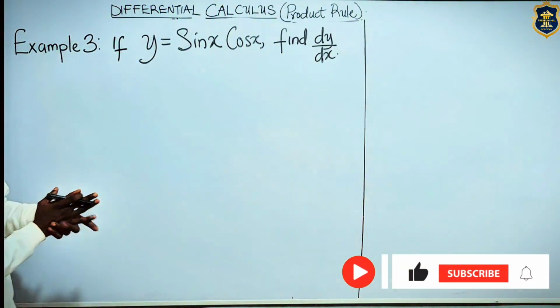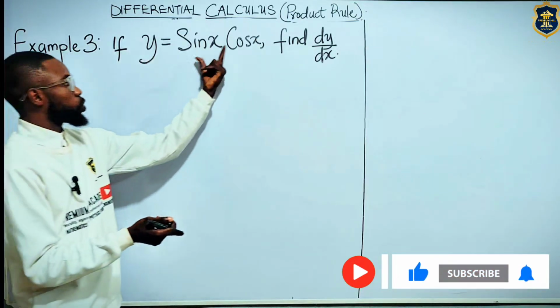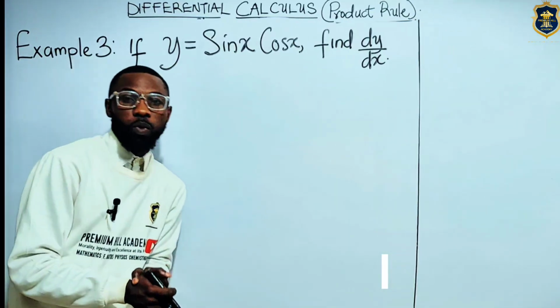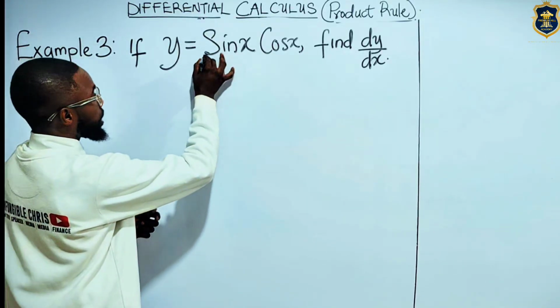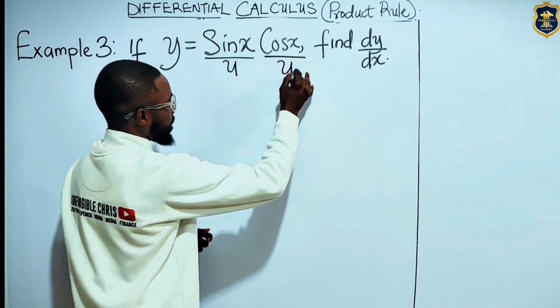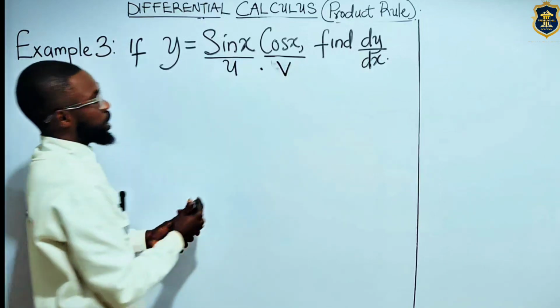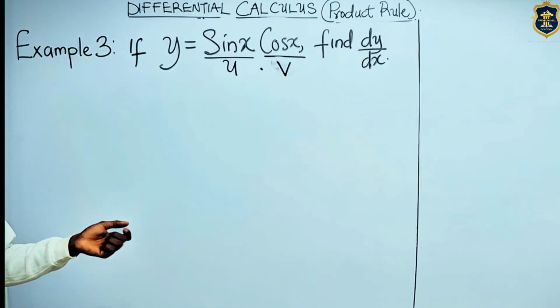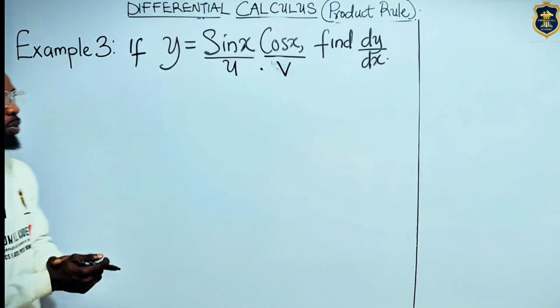So let's solve this question. For example 3, it says if y is equal to sine x cos x, find dy over dx. It's very simple. This is our u and this guy is our v, and they are both multiplying each other. So we should know that with questions like this, it's a product rule question. All right, so let's solve.